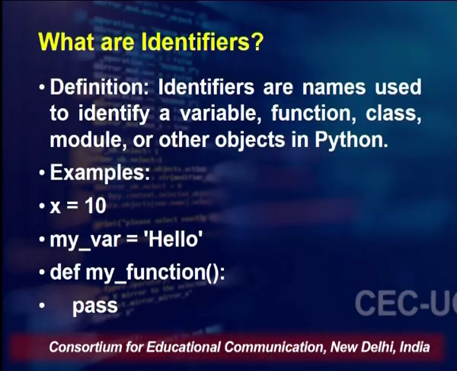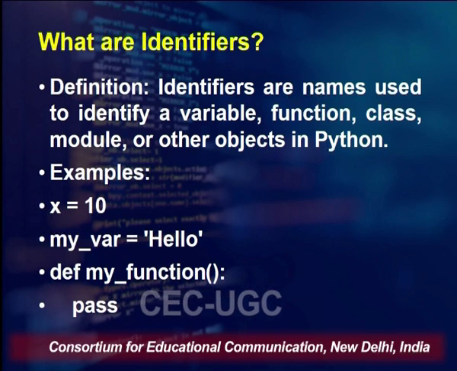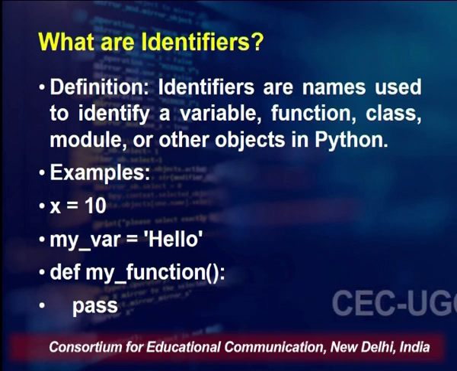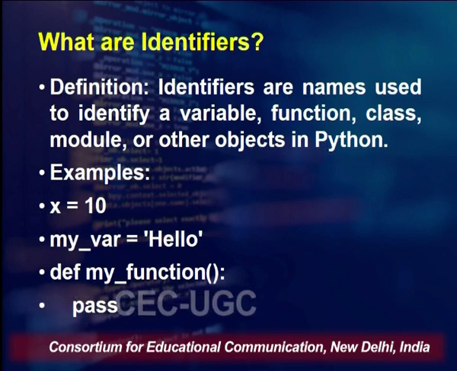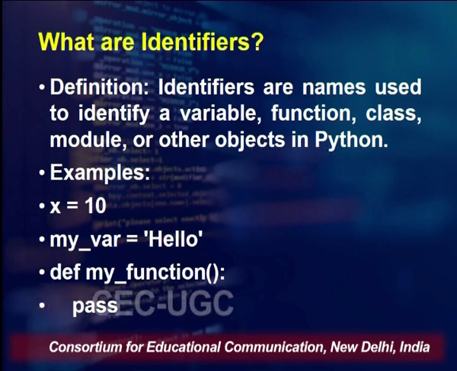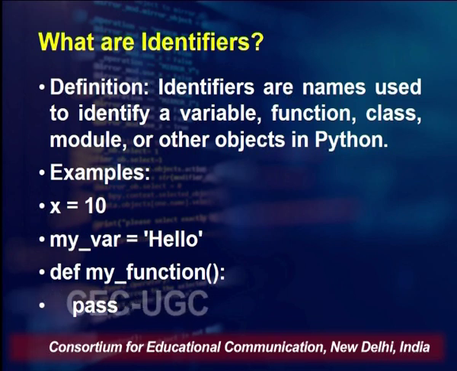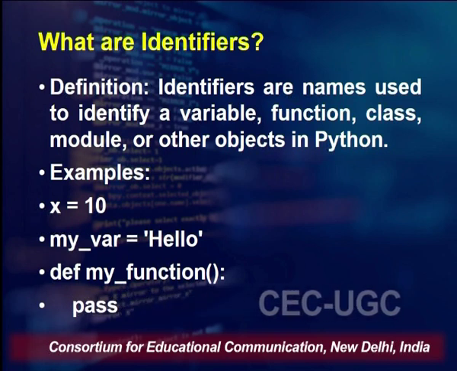So let us quickly begin with talking about identifiers and keywords. So basically, what are identifiers? Identifiers are actually names which are used to identify a variable or a function or a class or a module or any other object in Python. Now this can be used for a variable or it can be used for an object or class or a function. So you can declare a variable like x = 10. So here x is the identifier, or you can define the name of a function, say my_function. So that my_function is an identifier here.